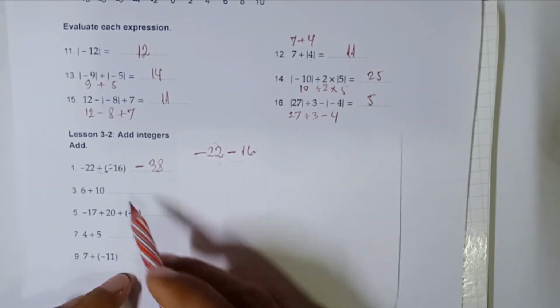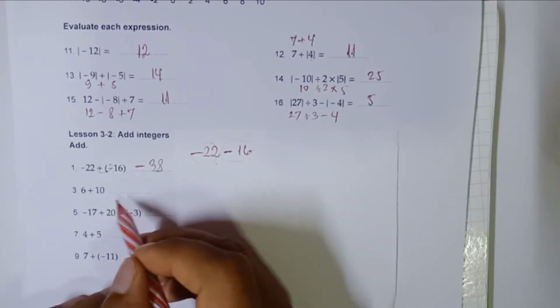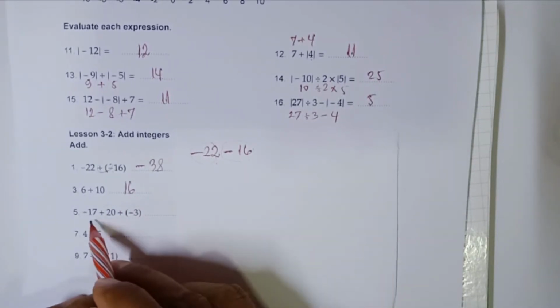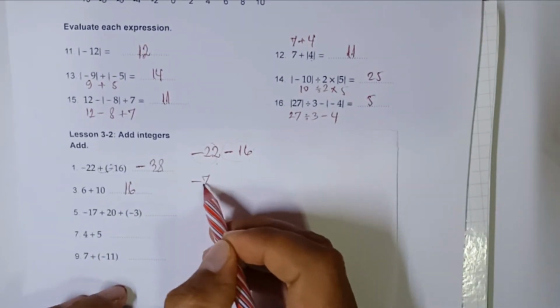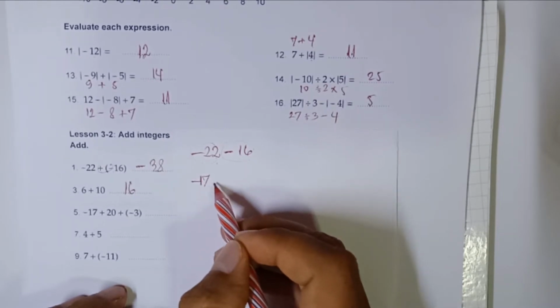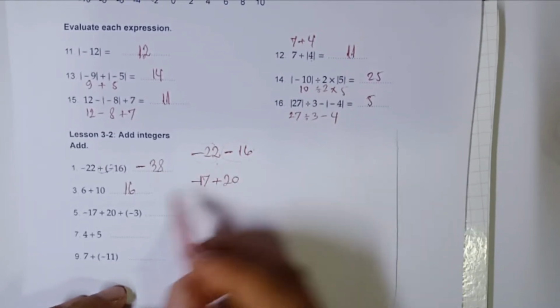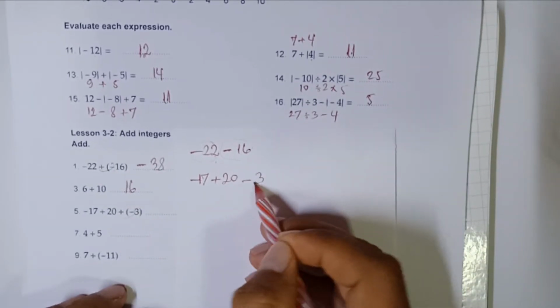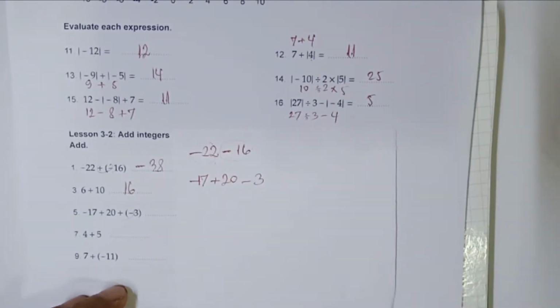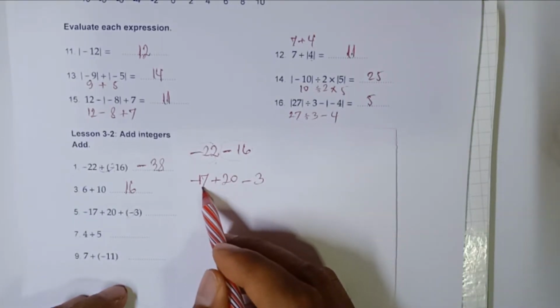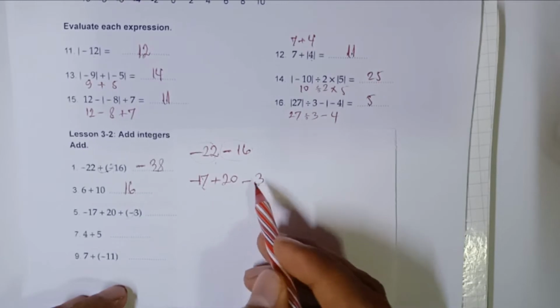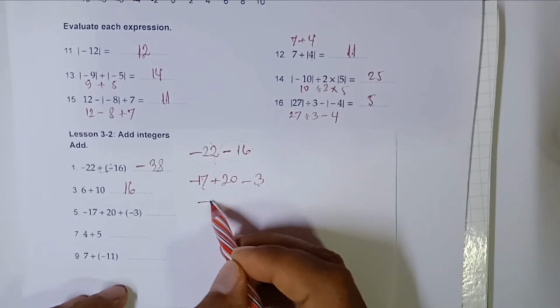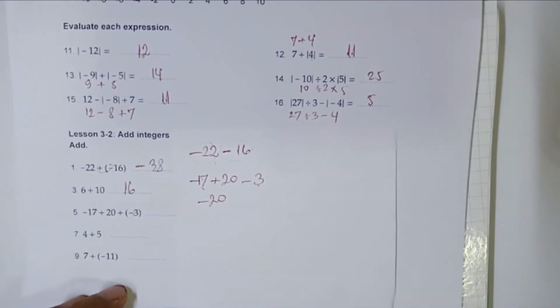Let me do all this part. Number 3, just simply plus together, 16. Now this one you have minus 17 plus 20, and then this double sign becomes minus 3. So now minus 17 minus 3, you get this as minus 20.